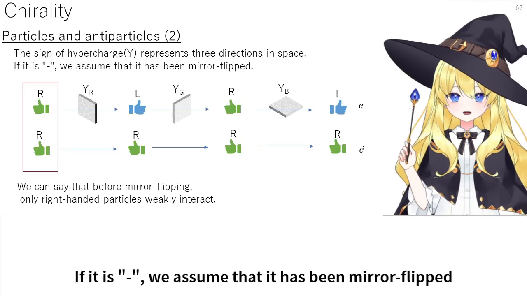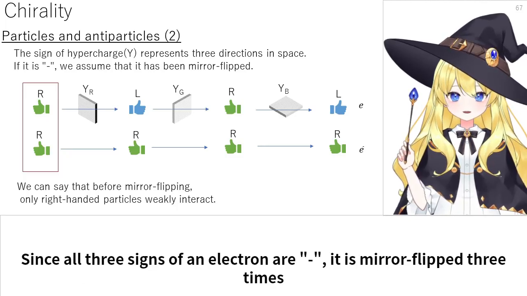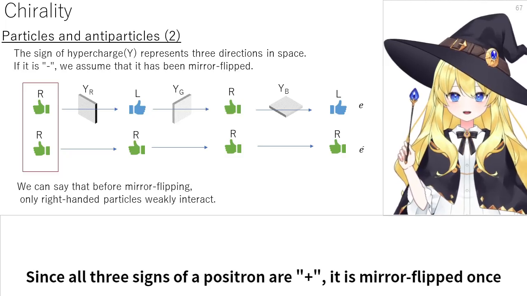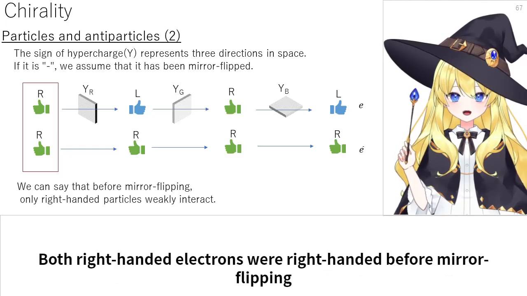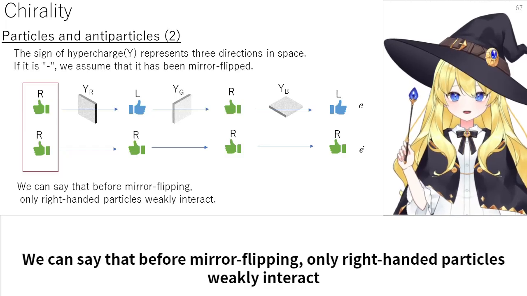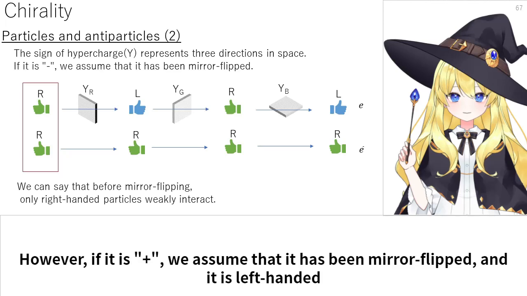If it is, we assume that it has been mirror flipped. Since all three signs of an electron are, it is mirror flipped 3 times. Since all three signs of a positron are, it is mirror flipped once. The left-handed electron was right-handed before mirror flipping. Both right-handed electrons were right-handed before mirror flipping. We can say that before mirror flipping, only right-handed particles weakly interact. However, if it is, we assume that it has been mirror flipped, and it is left-handed.